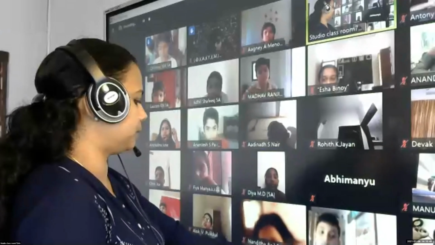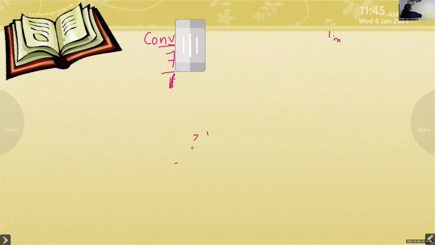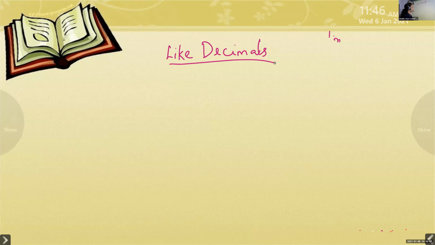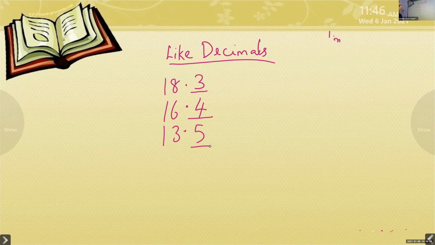Now we learned like decimals. What is like decimals? In the decimal place, we should have the same number of decimal places. For example, we learned 18.3, 16.4, 13.5. After the decimal point, we have only 1 place. So all these are like decimals.